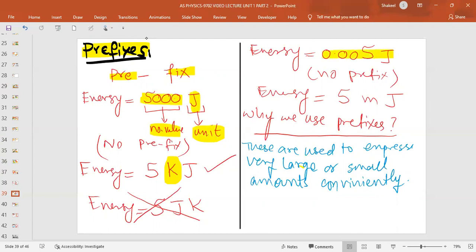Let's say energy is 0.005 joule. It has no prefix, but when you write it as 5 millijoule, then milli is the prefix. So why do we use prefixes? These are used to express very large or very small amounts conveniently.